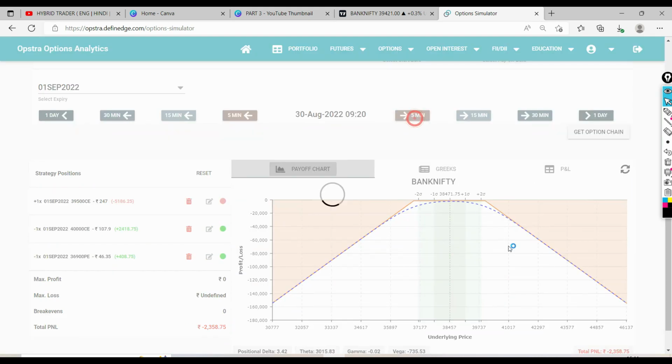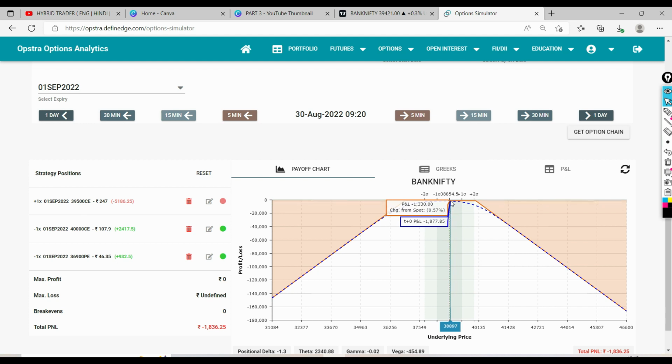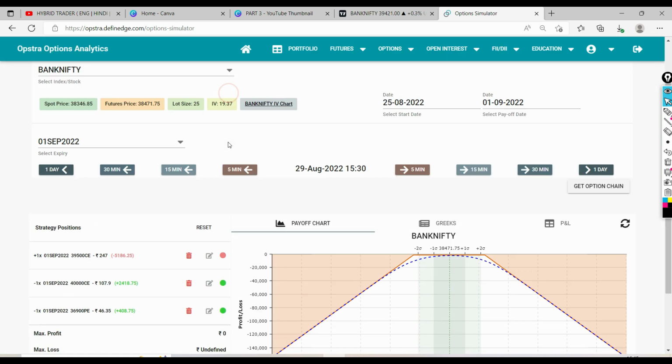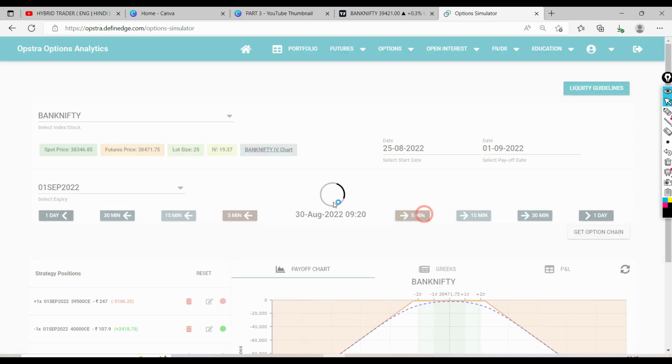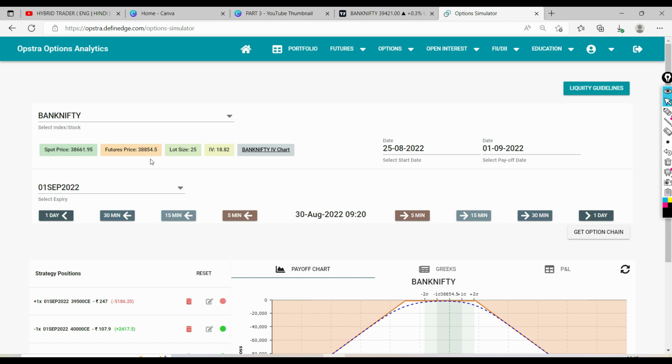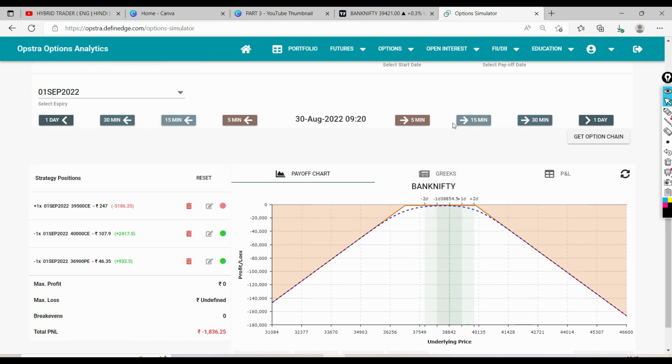So next day, what happened? Next day morning at 9:20, the upside doesn't suck. Now see, this is a sort of imbalance. Let me check. Market was standing at 38,471. Next day morning, 38,854. We had a gap up. Let's wait. We'll not do the adjustments.